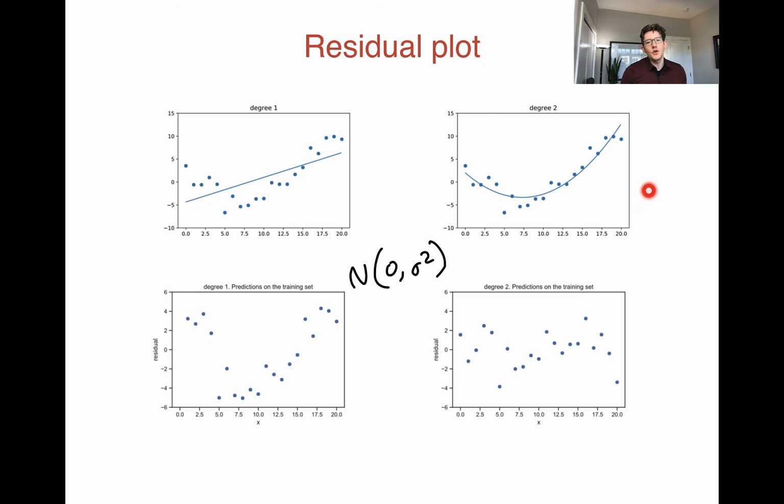Now notice that once we go to a degree 2 polynomial, we get what we want, which is that the errors are centered around 0, and it doesn't look like there's much of a trend, positive or negative, or in the size of the variance as a function of x.